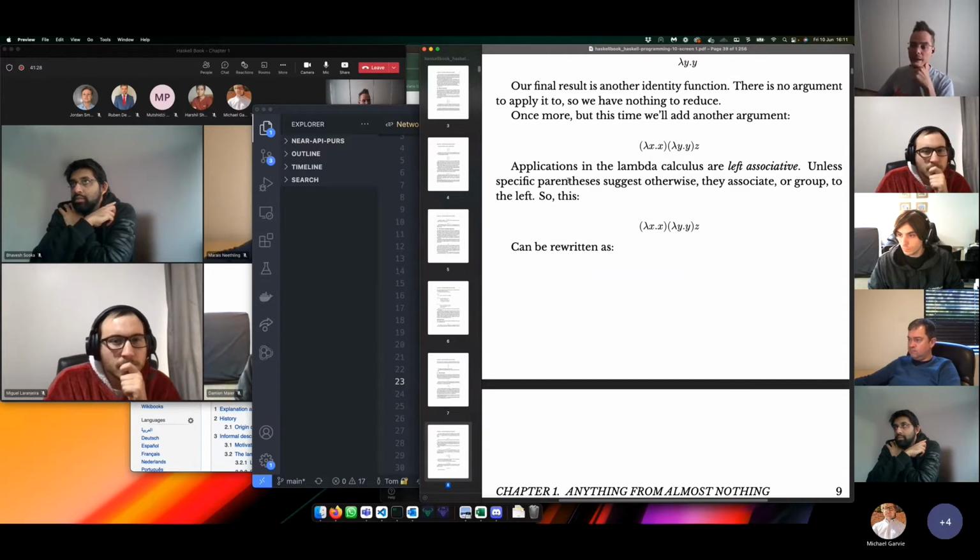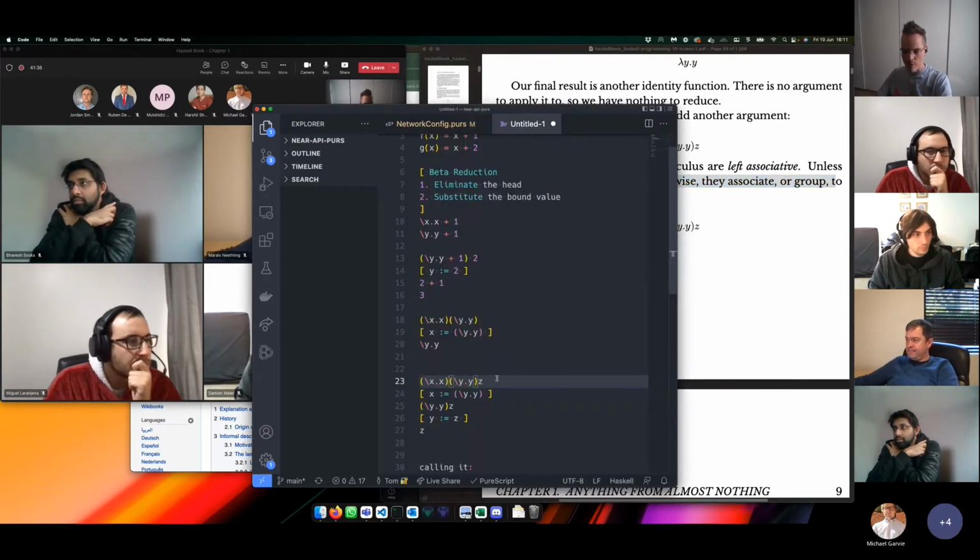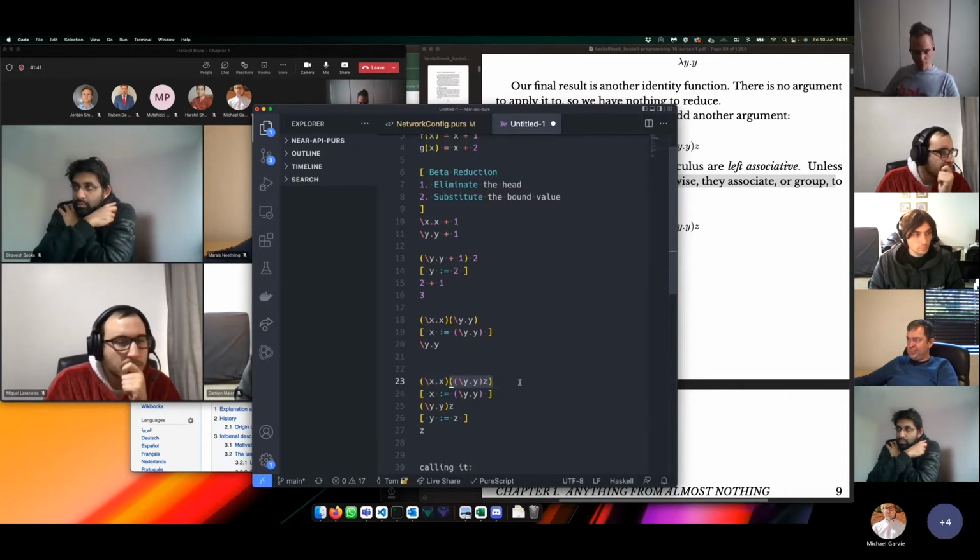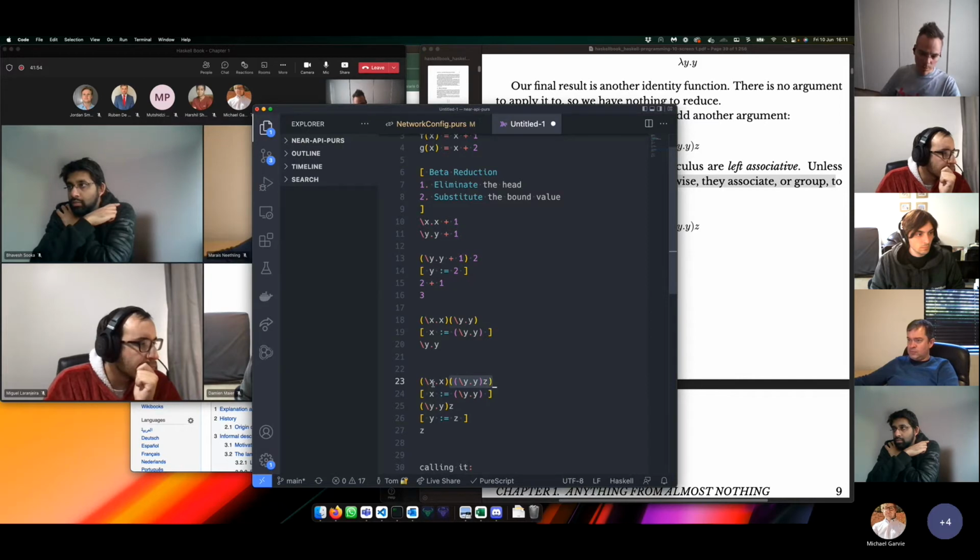Okay, so it does say here, unless specific parentheses suggest otherwise, they associate or group to the left. So if we had bracketed like that, then that term would have been bound to X. Do you agree? And you're quite right, it would reduce to probably the same thing, I'm pretty sure of it. But if you bracketed it like that, then you would have eaten that whole term as X. But because we didn't, it just grabbed the first thing that it could bind. Yeah.